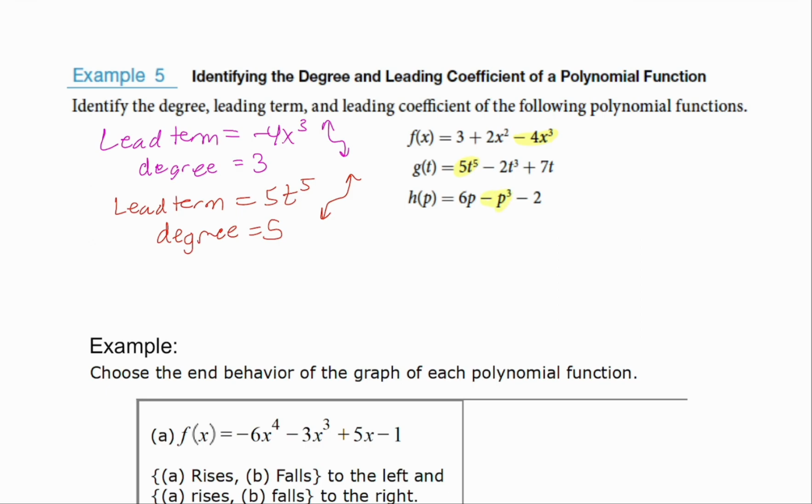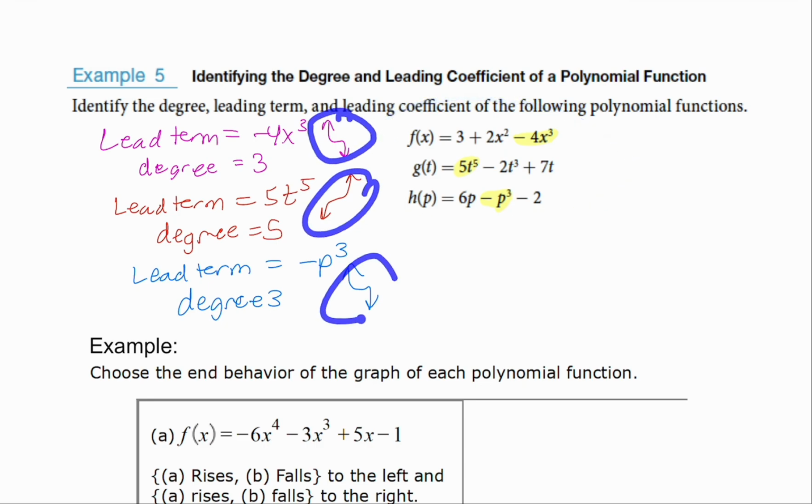For h, the highest power is a cube. So our lead term is negative p cubed. So our degree is 3. That negative means that it's going to flip itself over. Now it might have some bumps in it. If you put any of those into Desmos, you should see this is what the ends are going to look like. Again, we're going to have some bumps. We're going to deal with the bumps as we go through this. So that's example 5.